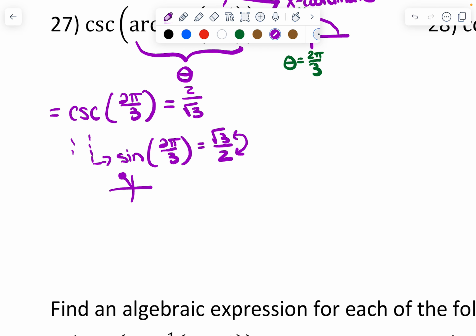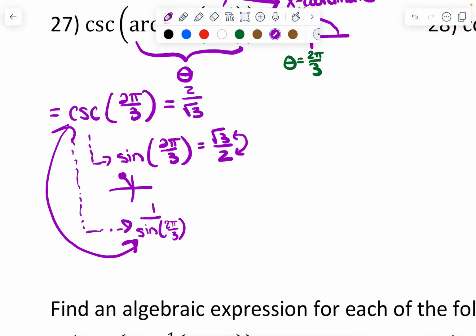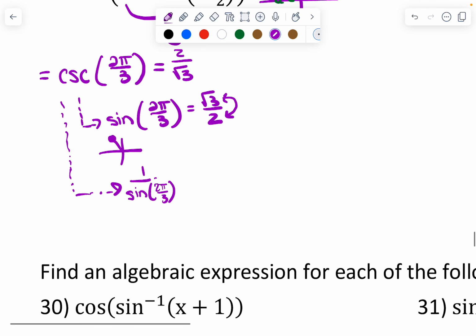Something else that you can do, but there's more flipping to do, is rewrite it as 1 over sine of 2 pi over 3. These two are equivalent. We didn't actually flip it to use the reciprocal. We're just rewriting cosecant. Since sine is in the bottom, it's still considered cosecant. So sine of 2 pi over 3 is √3 over 2.